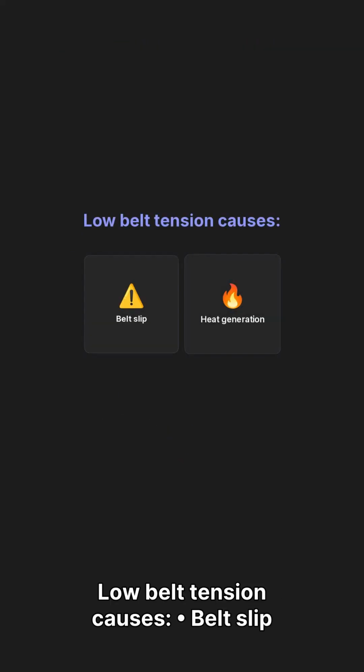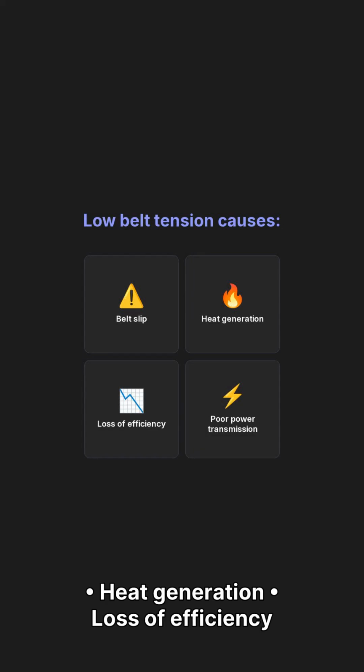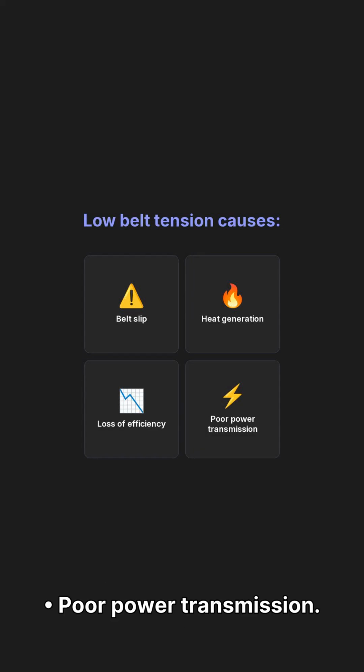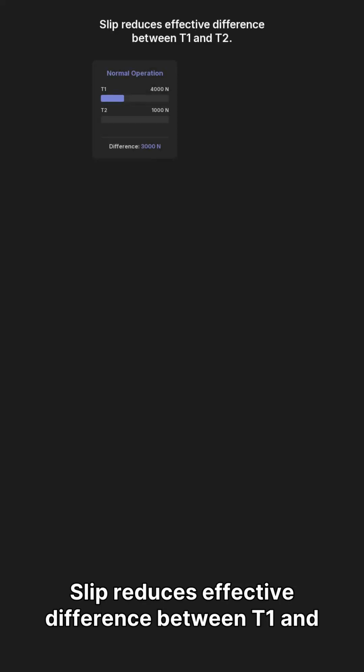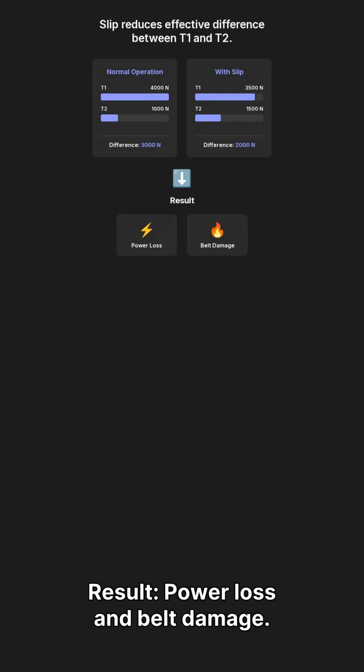Low belt tension causes belt slip, heat generation, loss of efficiency, and poor power transmission. Slip reduces the effective difference between T1 and T2. Result: power loss and belt damage.